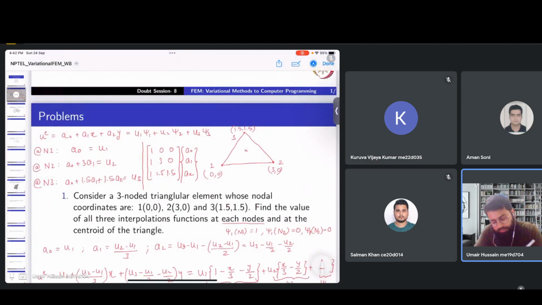Now we need to find a centroid. So centroid is basically the average of each coordinate. So 0 plus 3 plus 1.5 by 3, comma, 0 plus 0 plus 1.5 by 3. The centroid is 4.5 by 3, which is 1.5, comma, 0.5. This is the coordinates of the centroid.